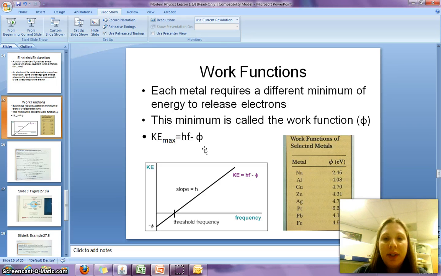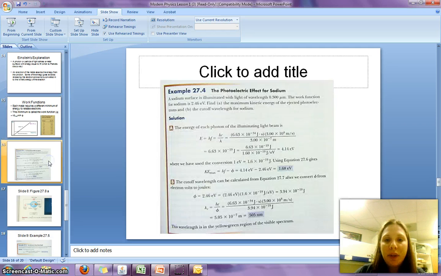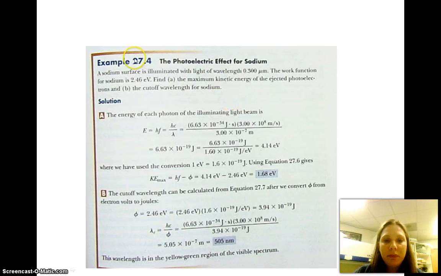Okay, so let's just look at an example problem, and how this could be related. Let me make this bigger just so you can see it a little bit better. Here it says that you have a sodium surface, just like we were looking at in the simulation, and it's illuminated with light of 0.3 micrometers. The work function for sodium is 2.46 electron volts, so that's that y-intercept. Find A, the maximum kinetic energy of the ejected photoelectrons, and B, the cutoff wavelength for the sodium.